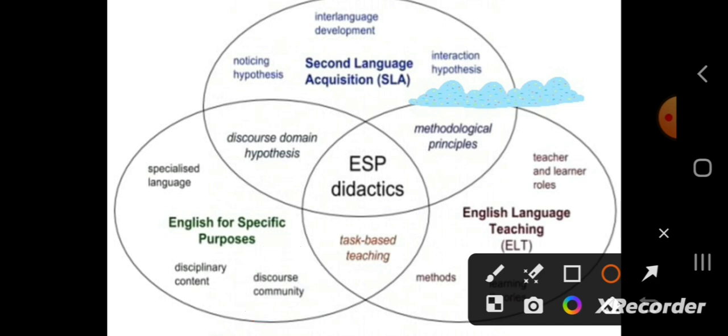Disciplinary content: subject matter related to specific fields or disciplines that learners need to understand and use in their language learning. Specialized language: language used in specific fields or professions, often requiring specialized vocabulary and structures.